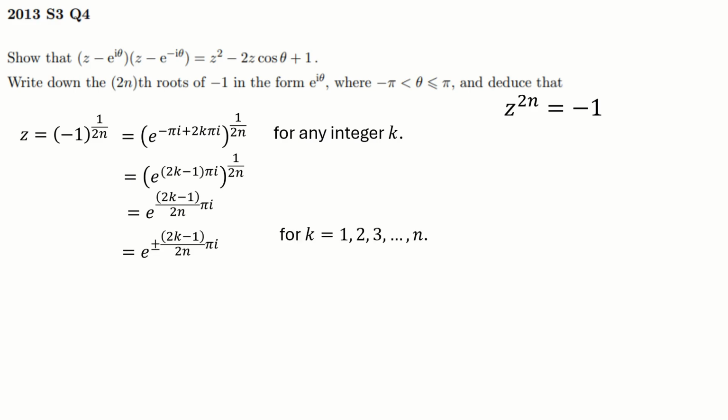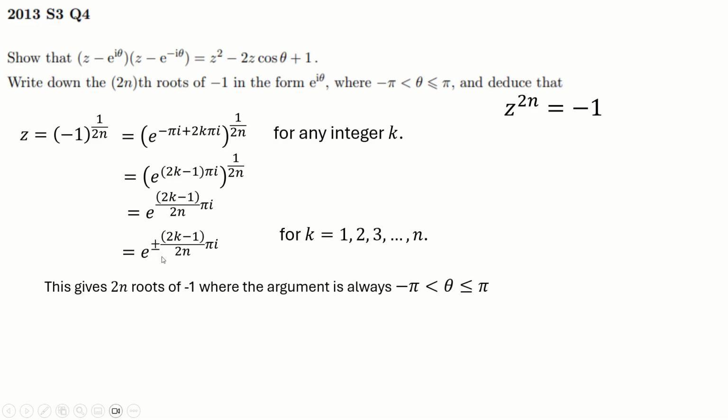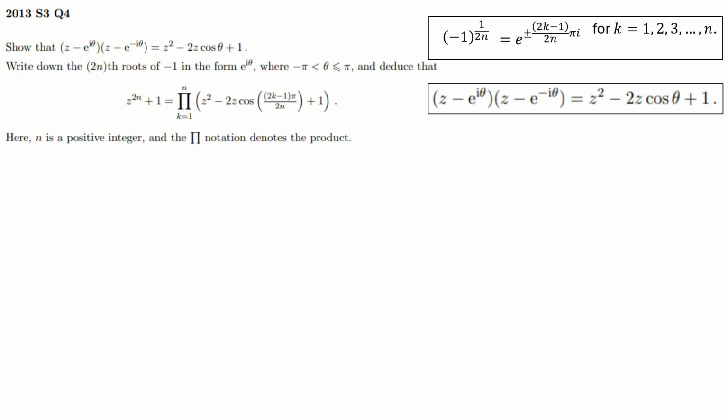And now, basically, from this line to this line, all I'm saying here is that instead of using any integer k, let's just use the positive ones. And then, of course, to get the negative ones that we previously had, we can just put a minus or a plus here. And if we do it this way, then the roots are always between minus pi and pi. Cool. Okay, so that's all that done, and now we're being asked to deduce this big thing here, based, of course, on these two ideas that we've just found.